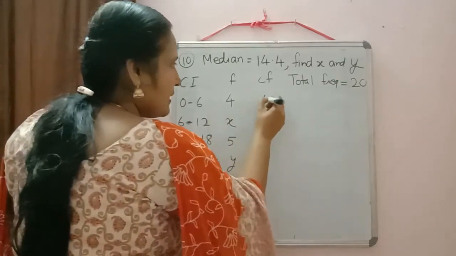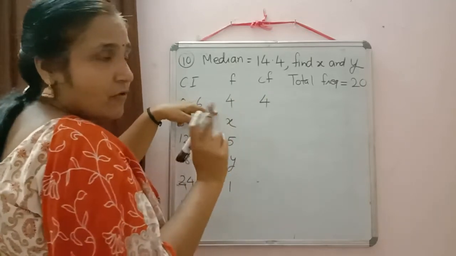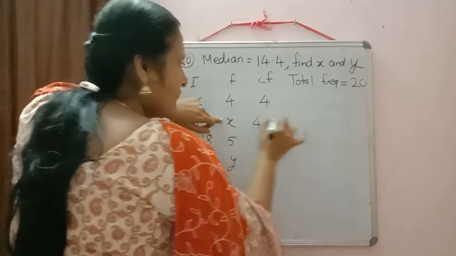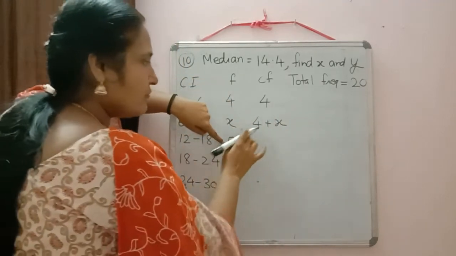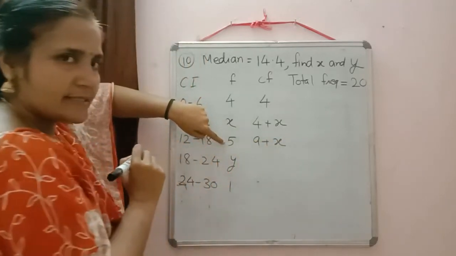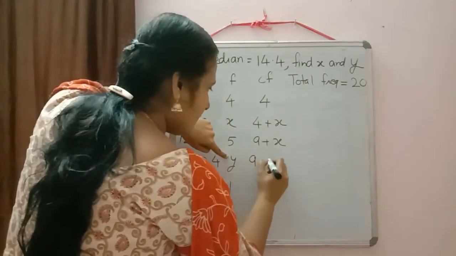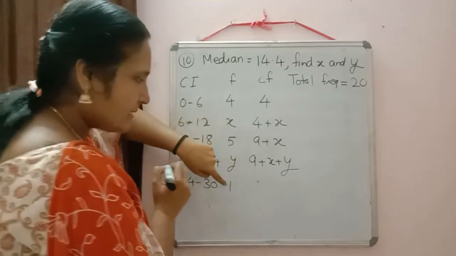First it will come 4. 4 and x will not be equal to 4x. We have to add 4 and x, so that will be equal to 4 plus x. Then 4 plus x plus 5. So 4 plus 5 we can add. That will be equal to 9 plus x. Then next 9 plus x plus y. So here we will write 9 plus x plus y. Then next 9 plus 1, 10.